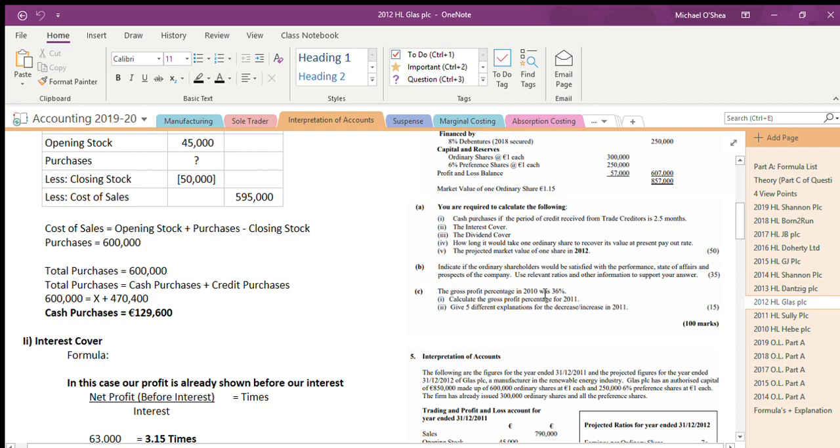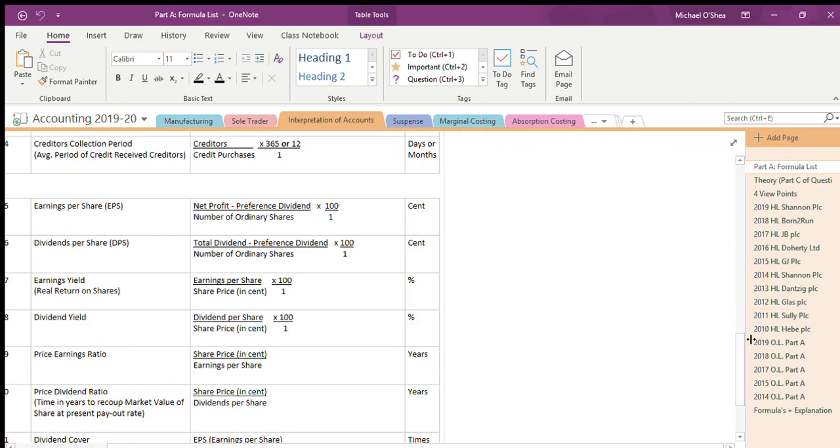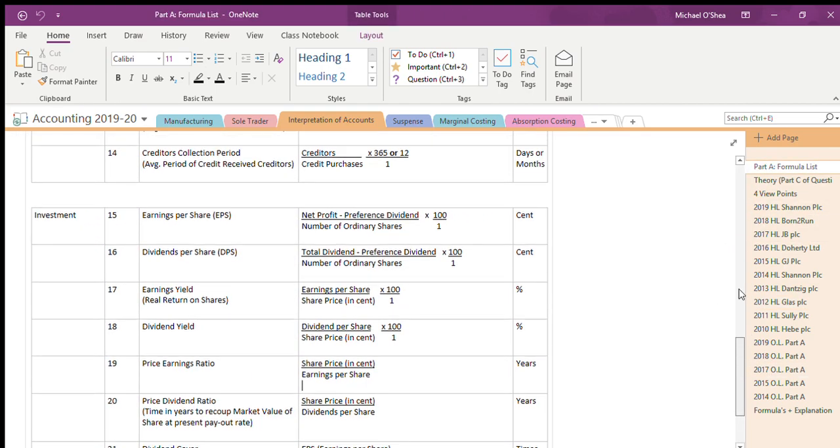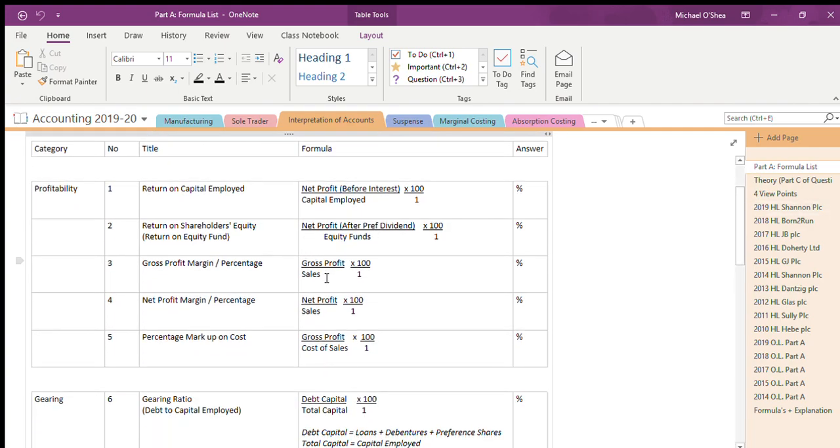The gross profit percentage was 36%. Calculate the gross profit percentage for this year and give 5 different explanations for the decrease or increase, basically giving reasons why profit may go up or down. Gross profit percentage is given here at the top of the profitability. Sorry, gross profit percentage is here. Gross profit divided by sales.